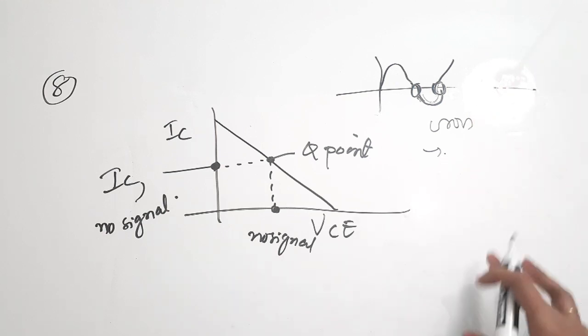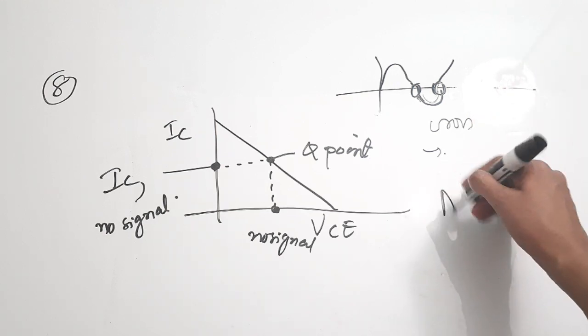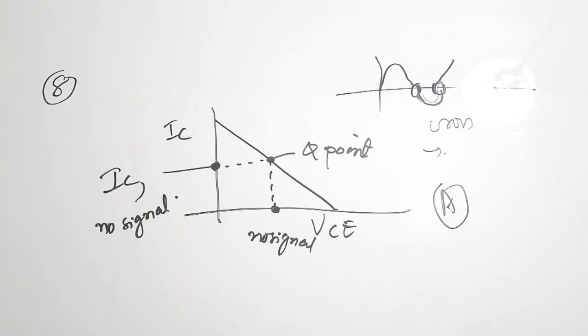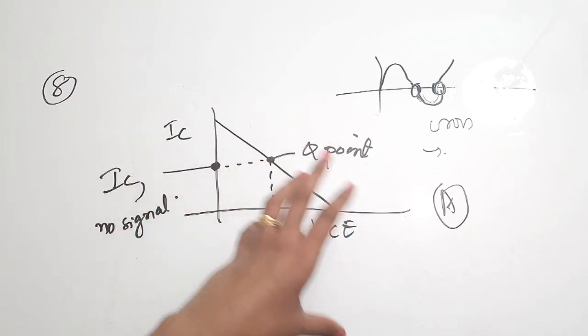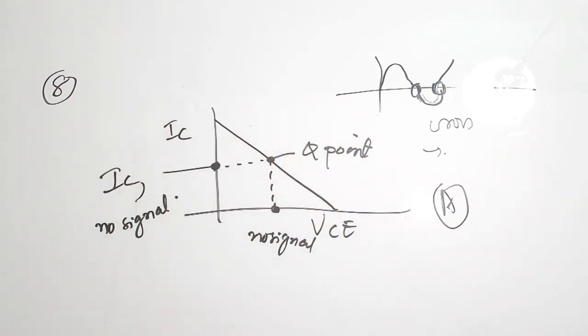So here the correct answer is option A, that is, in class B, why are we going for this type of Q point biasing? Because we want the crossover distortion to be avoided. Correct answer is option A.